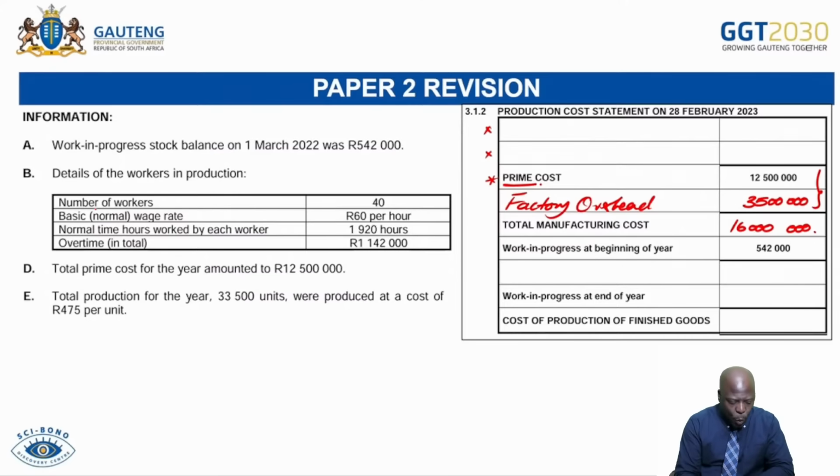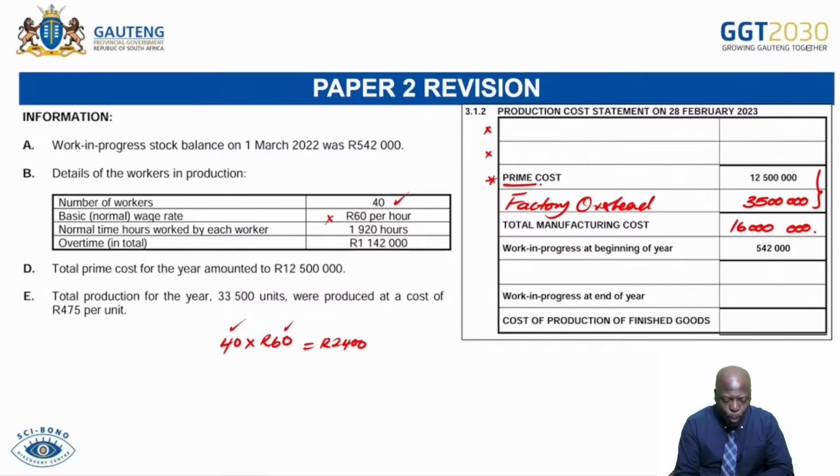Okay, and then we are told here, so here we're going to be working on our direct labor cost. We're told that we have 40 employees, and we're told that these guys have a basic wage rate of 60 Rand, so it's 40 multiplied by 60. If you say 40 by your 60, that should give you your 2,400 here. So this is what we pay our 40 employees per hour, because they're being paid 60 rands per hour.